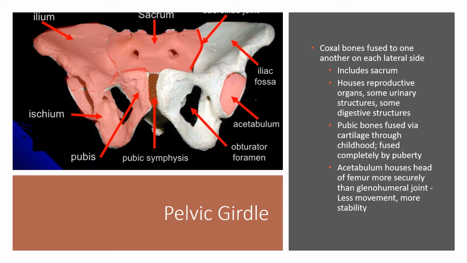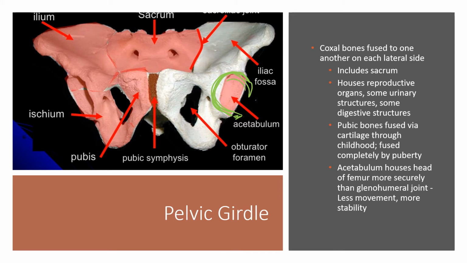Your pelvic girdle, I mentioned, has to do with your hips and where your femur inserts into your hips. The coxal bones themselves are fused to one another on each lateral side, but they're not fused to the femur. And the acetabulum, this doesn't really show it, is a really deep, deep, deep socket. And even then it has cartilage that forms an extra tight ring around it.